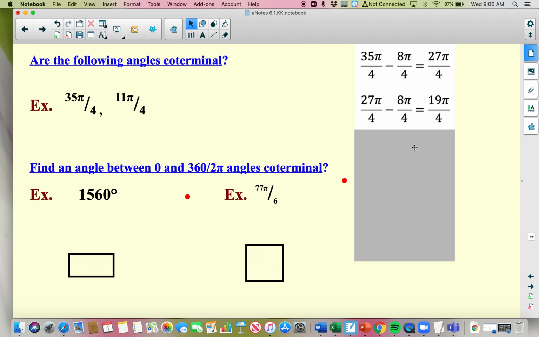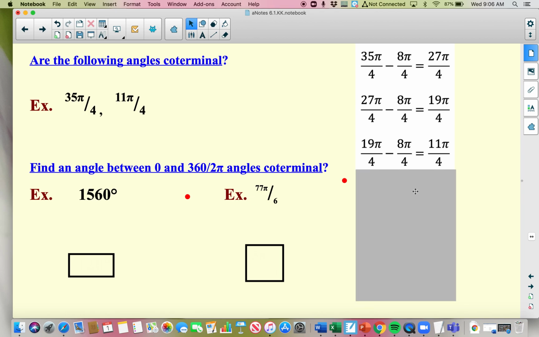So now I'm going to take 27 fourths minus 2 pi, and I'm at 19 fourths. Take 19 fourths minus 2 pi, and I'm at 11 fourths, and that's what this angle is. So that means 35 fourths and 11 fourths are in fact coterminal. If I didn't get to 11 fourths pi, like I just surpassed it, popped over it, obviously they would not be coterminal. So yes, these are.